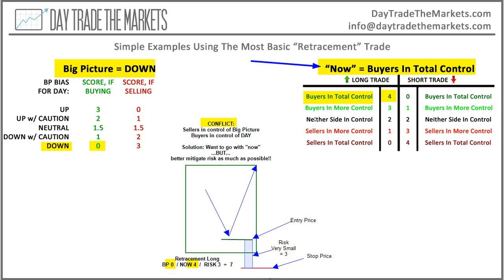We have to take very small risks. So we have to mitigate. We can take a nibble if we want, but we better mitigate the conflict on the day with our risk. We better keep our risk very, very tight and get to a 3 on the risk score, so that we can add up to a 7.